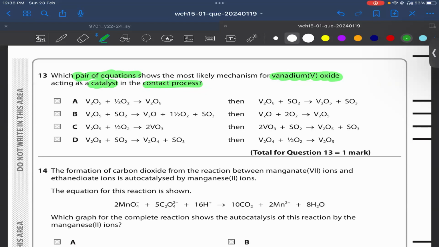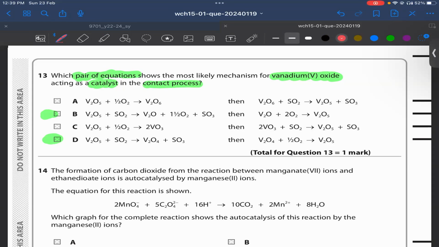So here the vanadium is first reduced and then oxidized, right? Or is it the other way? First of all, you have to decide whether vanadium, like V2O5, will react with oxygen or with sulfur dioxide. Will it react with sulfur dioxide? Sulfur dioxide. So that means it is either option B or option D, right? So you have to decide between option B and D.